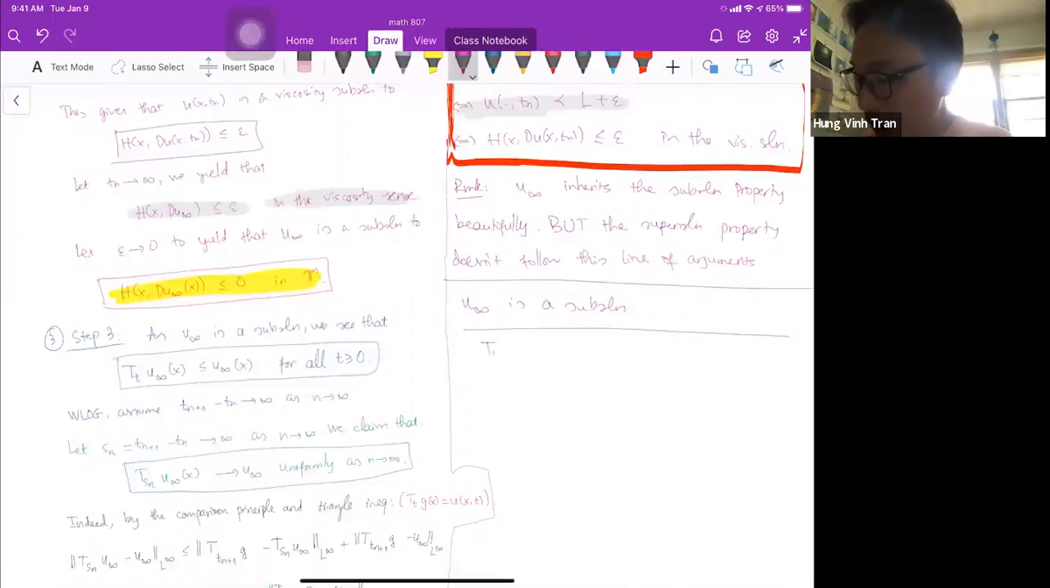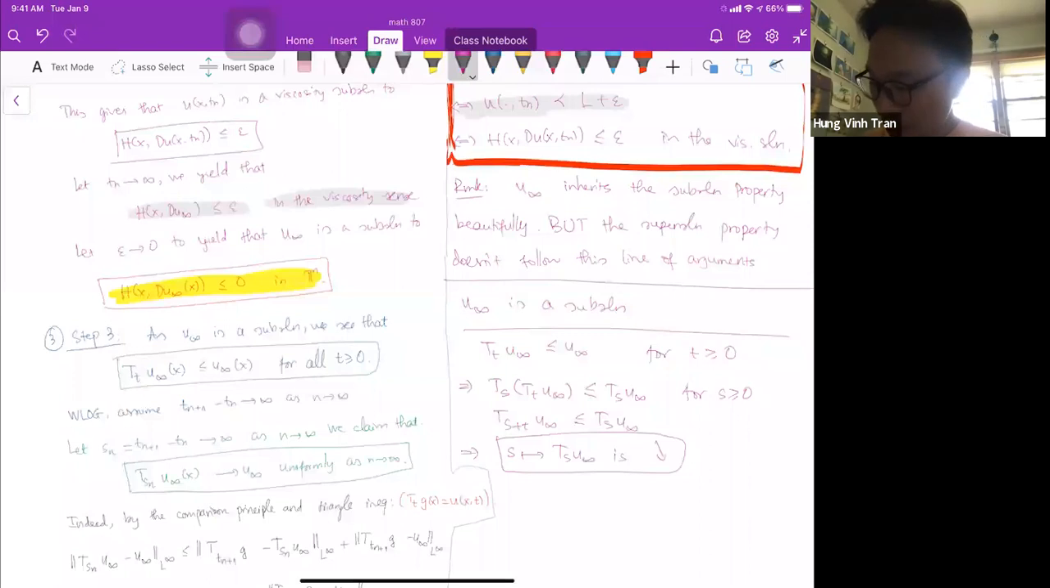So you would have T_t of U infinity is always less than or equal to U infinity. Because again, you start with a subsolution, you run the equation, it's going to be always less than or equal to the subsolution. And from this, you actually get more. For t greater than or equal to zero, T_s of T_t of U infinity is less than or equal to T_s of U infinity for s greater than or equal to zero as well. So you have T_{s+t} of U infinity is less than or equal to T_s of U infinity, and this means that the map s maps to T_s U infinity is decreasing. Okay, so that's what you have.